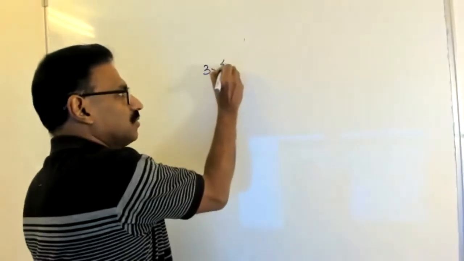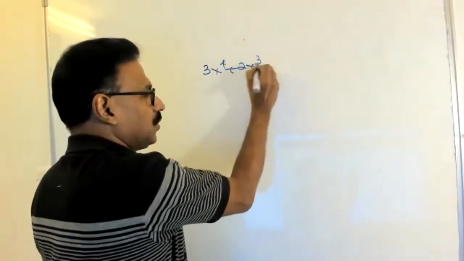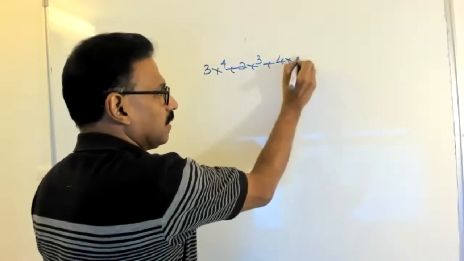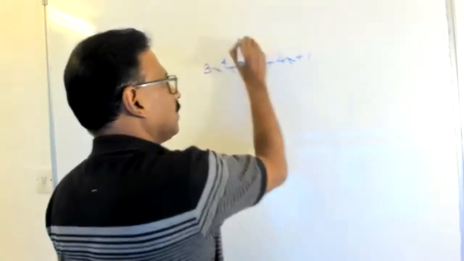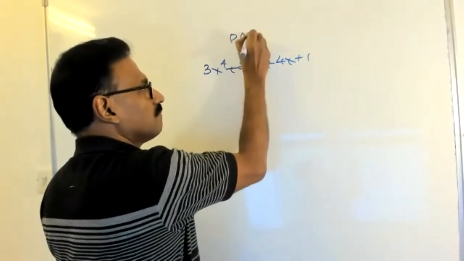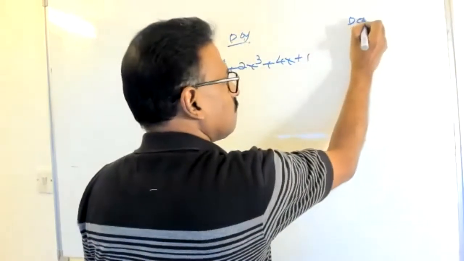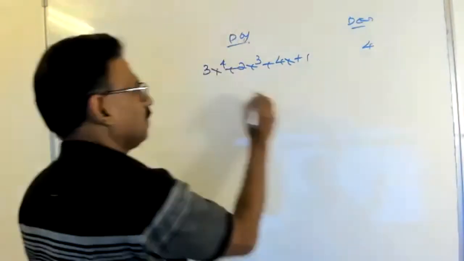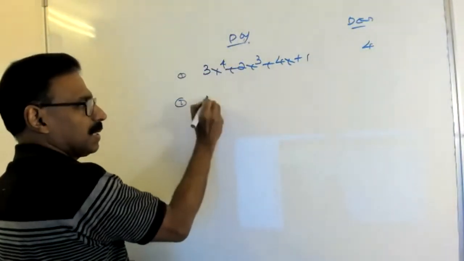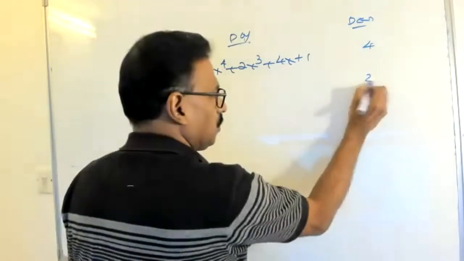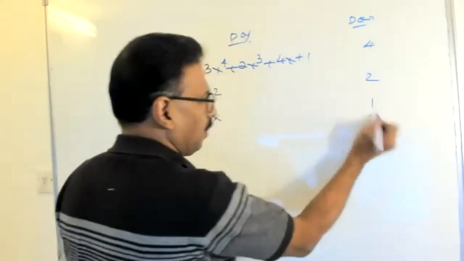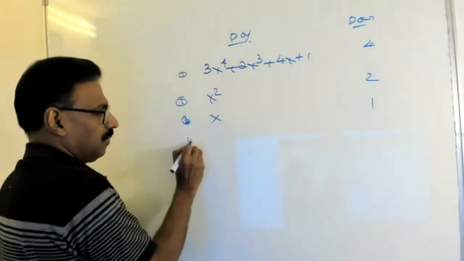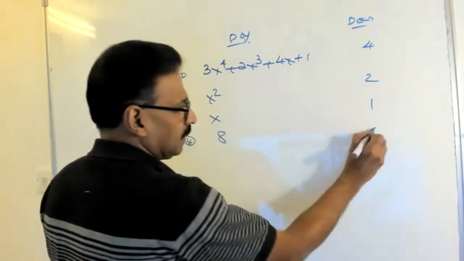Example: 3x raised to 4 plus 2x cubed plus 4x plus 1. Degree how much? Here degree 4. Write 2, 3 examples. x squared, degree 2; 4, 3x, degree 1; 4, 8, degree 0.